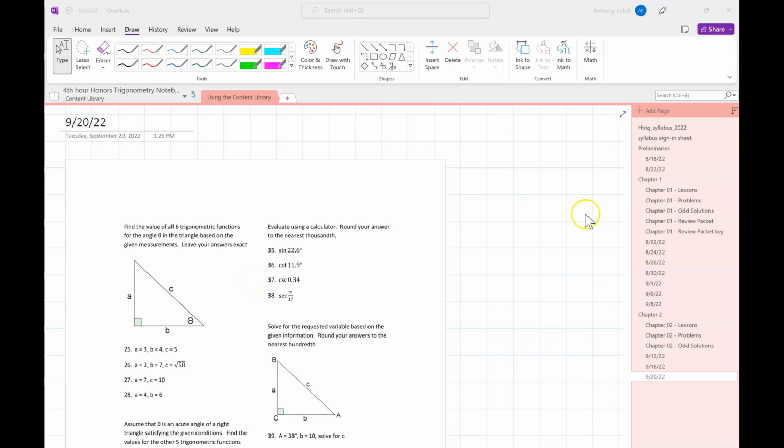So let's talk about the agenda. We'll do some questions. We're going to finish section 2.4. We'll finish today with the homework quiz. So that'll come at the end.